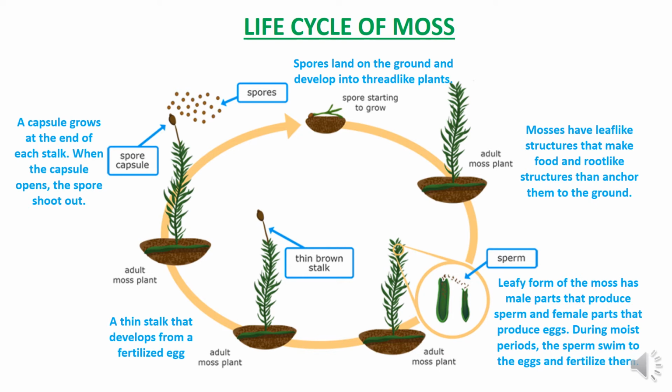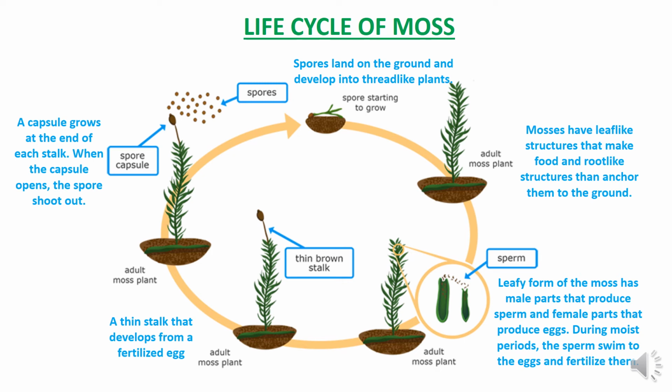First, there is no specific starting or stopping point in moss reproduction, since it occurs in a cycle. Once a spore lands on the ground, it develops into the leafy form of the moss plant that makes foot and root-like structures to anchor them. This leafy form of the moss has male parts that produce sperm and female parts that produce eggs.